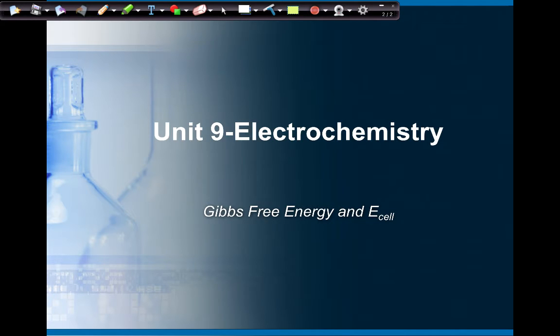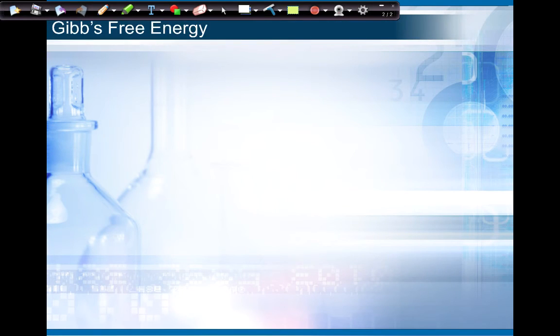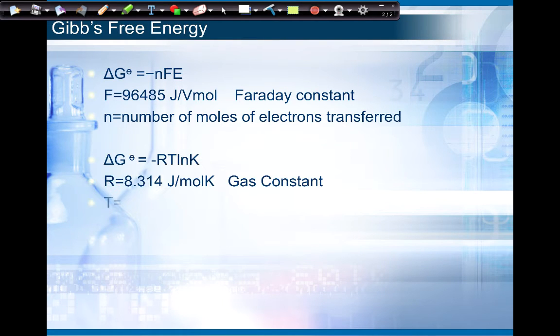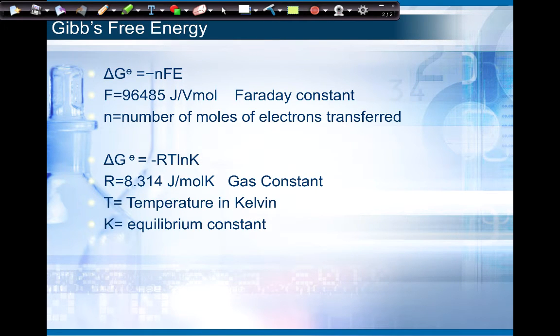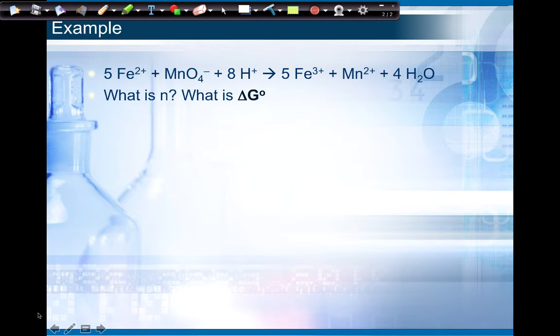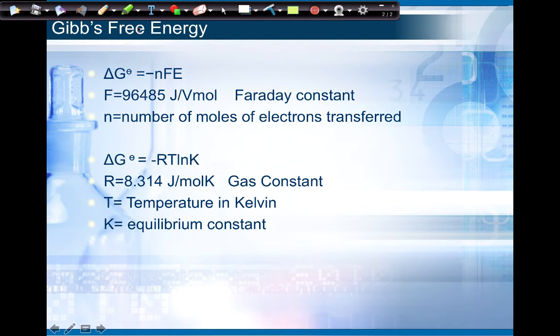Well, there are two equations that we need to be concerned with for Gibbs free energy and electrochem. So the first one is a new equation, and that's that delta G is equal to negative N times F times E. Well, E is just going to be our E cell. N is going to be our number of moles of electrons transferred. And you can simply look at the half reactions to see how many electrons have been transferred.